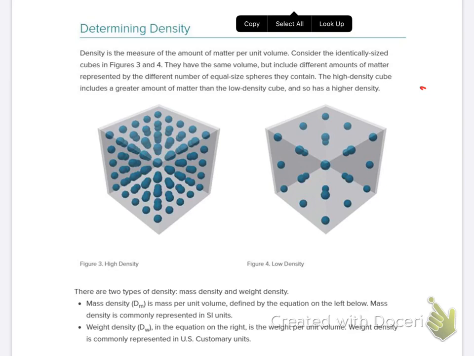Weight density is measured by weight per unit volume. Weight density is commonly represented in U.S. customary units. Okay, so that is the end of this video. You're going to use this information to do some practice problems.